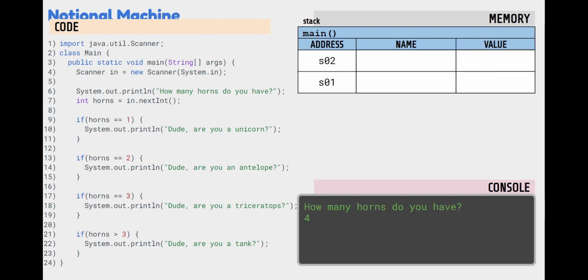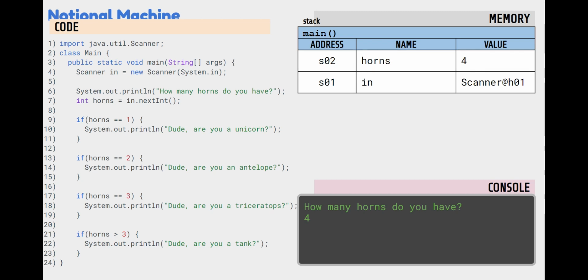Here we have the same block of code. We are still creating our Scanner that goes into stack memory. Now on line 6, when we ask how many horns do you have, we will pause on line 7. We will get the next int from the console. We see that the user typed a 4 in the console now. When horns is declared and initialized, it will be assigned the value of 4 this time.